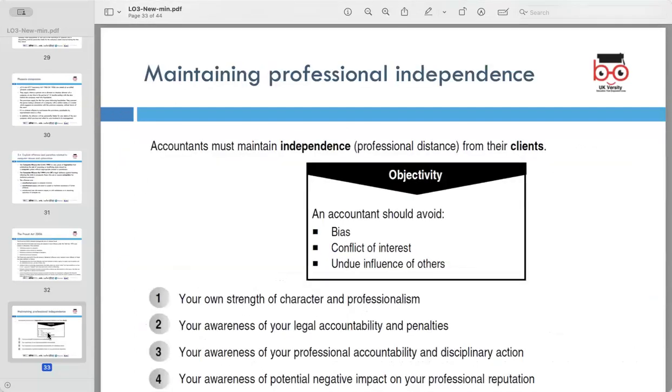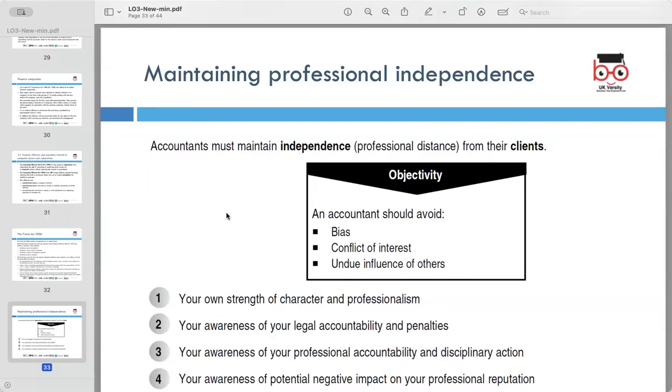Maintaining professional independence. Accountants must maintain independence and professional distance from their clients to ensure objectivity and integrity in their work. This basically entails avoiding conflict of interest and undue influence from external parties that could compromise the quality and impartiality of their services.